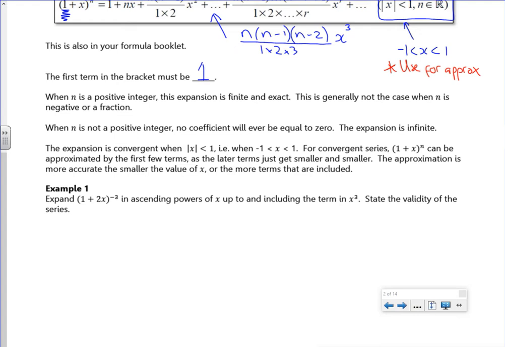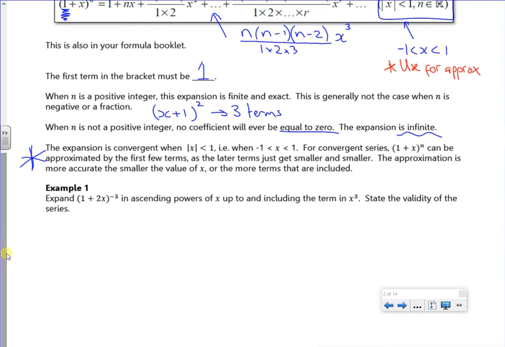Right. If n's a positive integer, the expansion is finite and exact. So if I had x plus 1 squared, I know I've got three terms. One power went up from 0 to 2, one power went down from 2 to 0, and that was it. But if it's not, you never get a point where your power's 0, so it becomes an infinite one. And it talks about the convergence here and about the approximations.